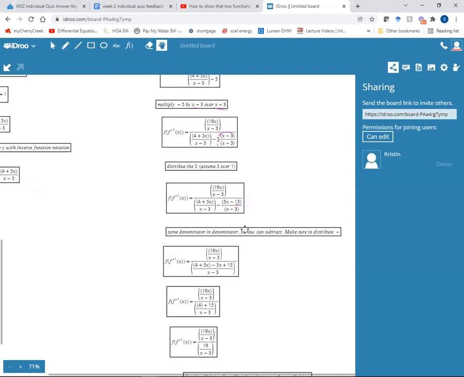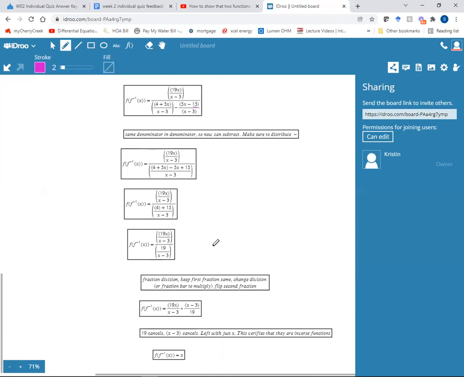We need to make sure that we distribute the negative sign as well. So this negative right here needs to go to both of these values. So then we get a -5x, and the -15 changes to a positive because of the distributing of the negative. And now we can add and subtract. So here we have a positive 5x and a negative 5x. So those cancel. And then 4 and 15 give us a 19. So we have a 19 on the bottom.